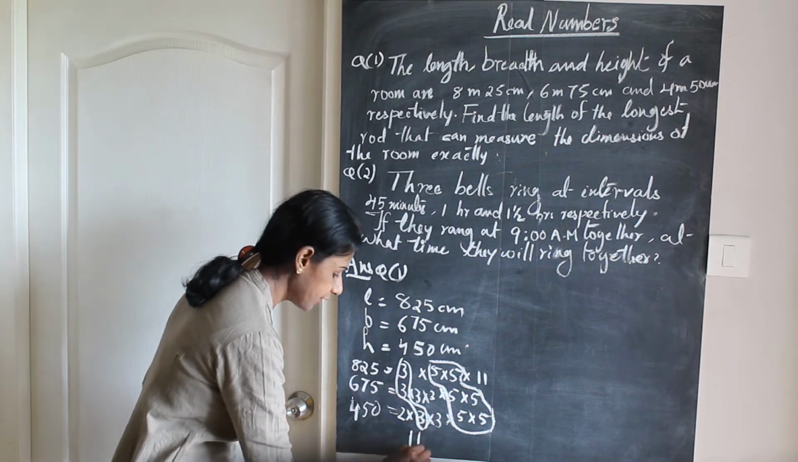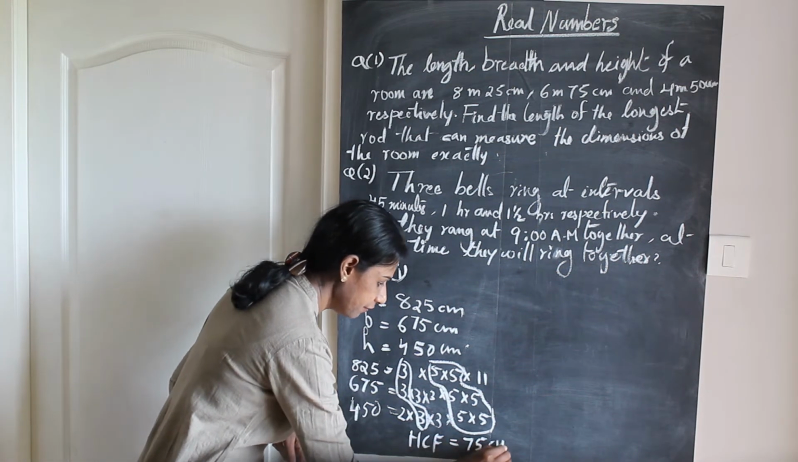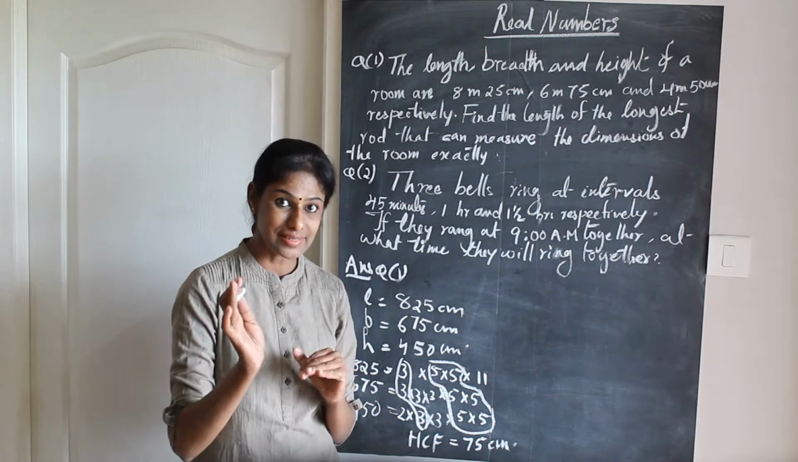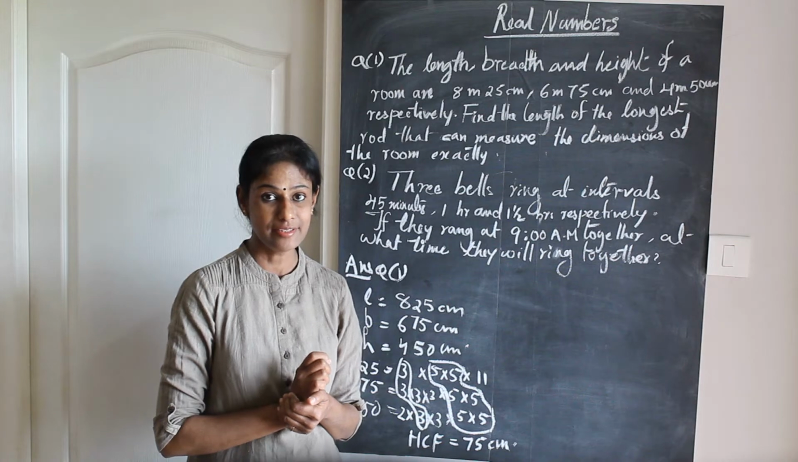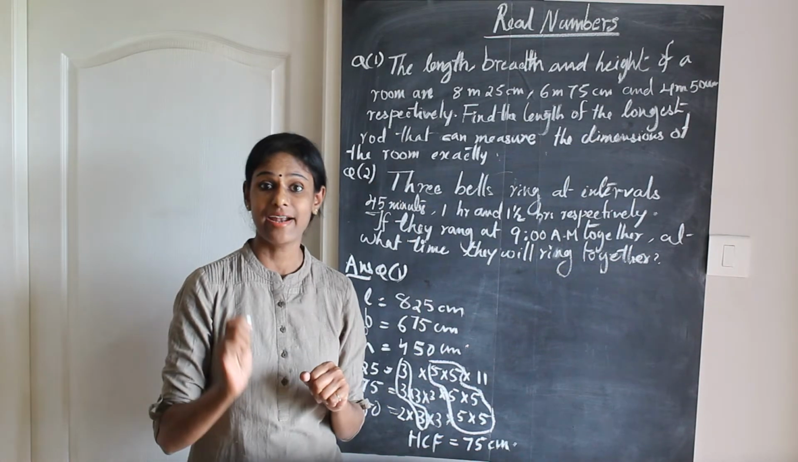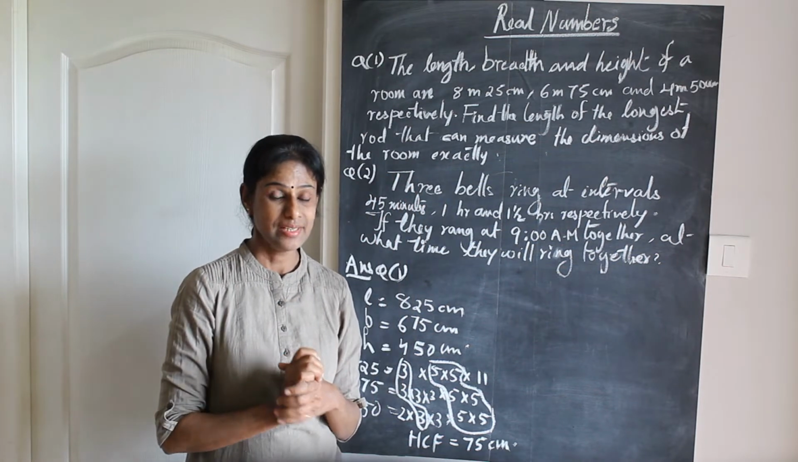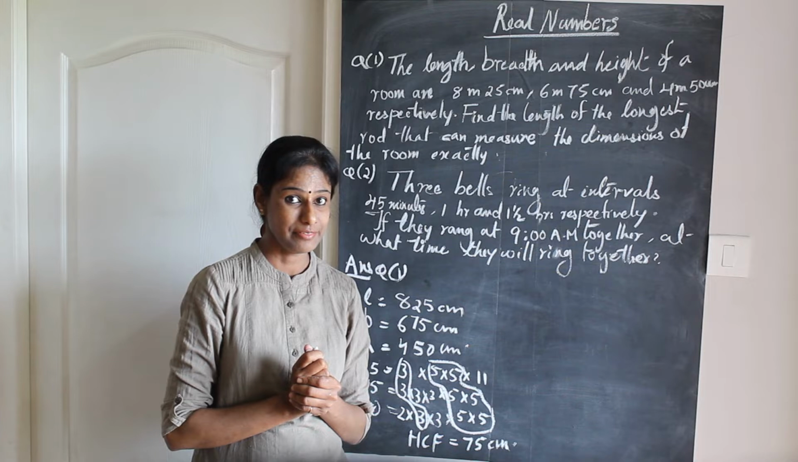So the HCF is equal to 75, that is 75 centimeter. So we need to make a scale or a rod of 75 centimeter so that we will be able to measure the length, breadth and height of this room exactly. So this type of question you will get for HCF.